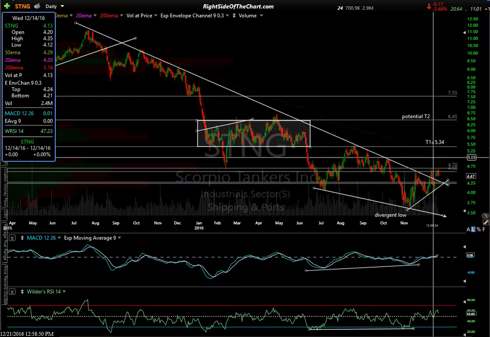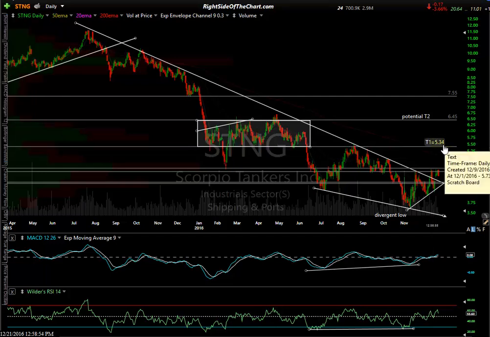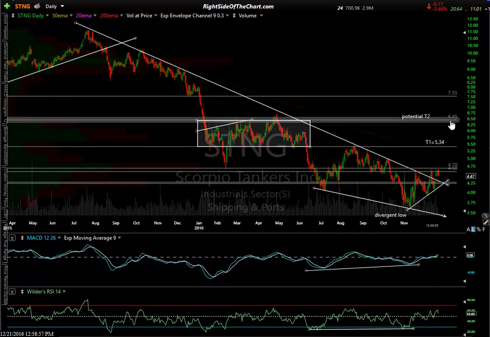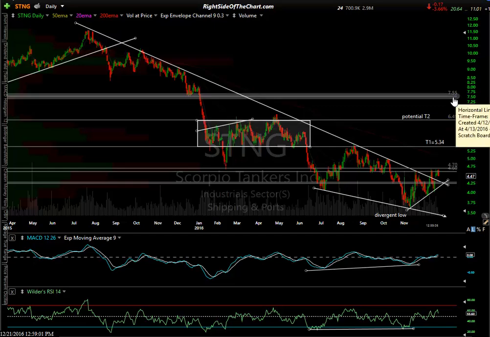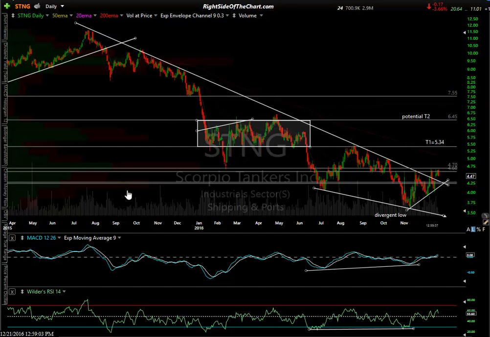And really there's not a whole lot. There's some minor resistance there around the $5 level, but 534 looks like the first target, with a potential second target up here around 645, and possibly a move over time up to 755.